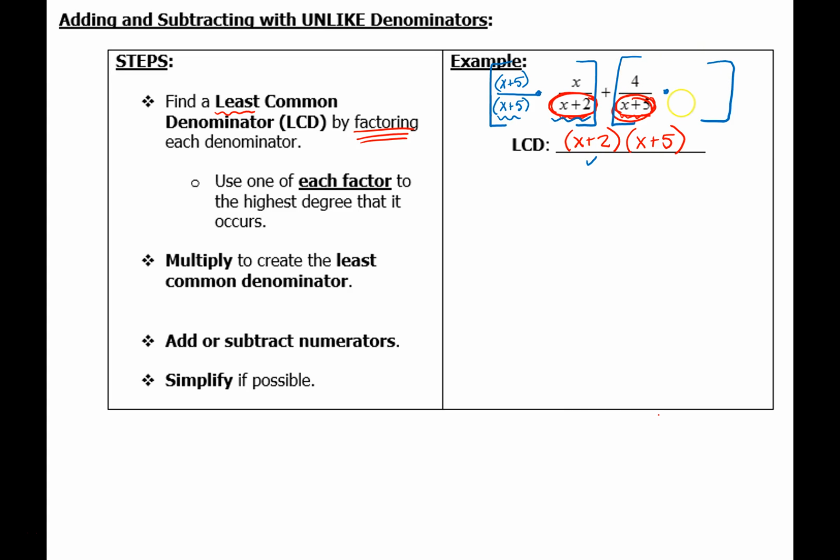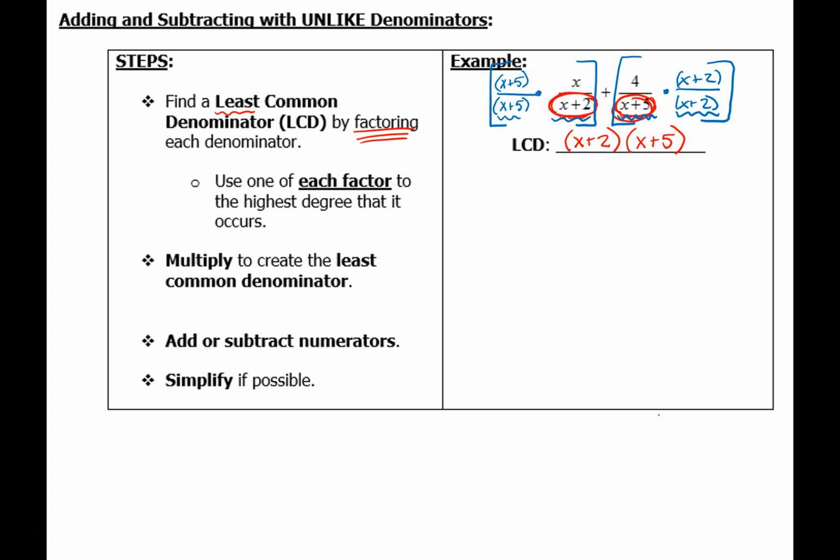On the right-hand side, we have x plus 5. So we've got that one already, but we don't have x plus 2. So we're going to multiply by x plus 2 on the top and bottom, because now my denominator has the x plus 5 and also the x plus 2 of my LCD.